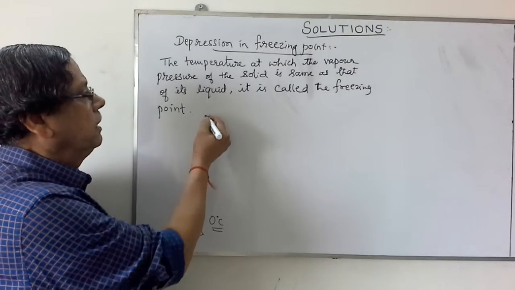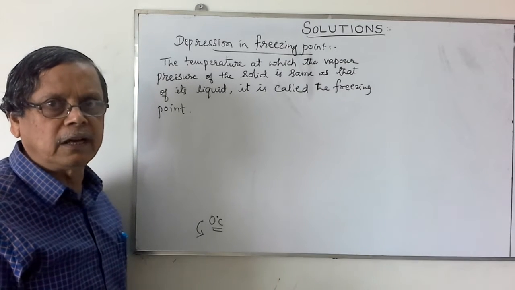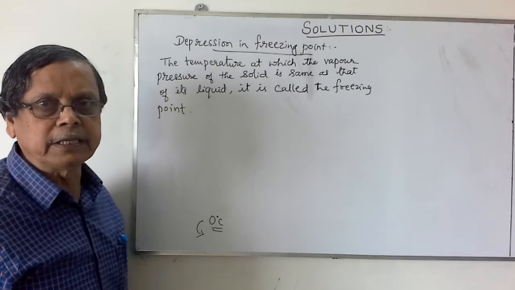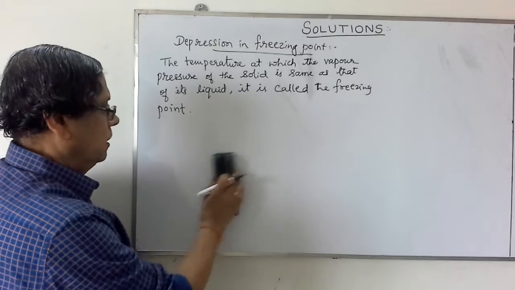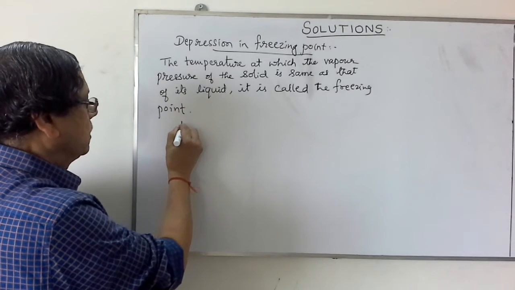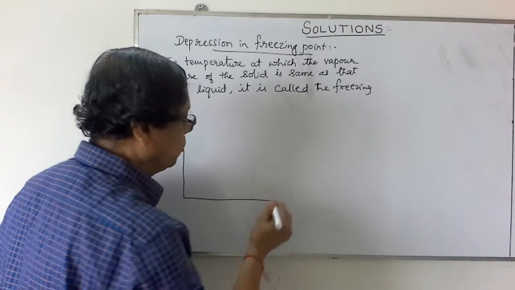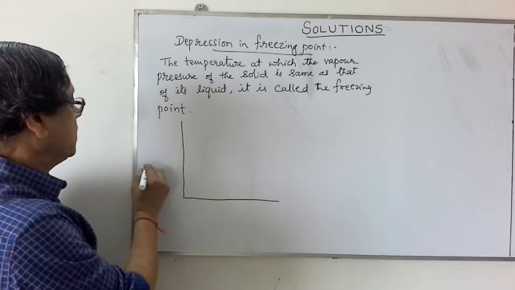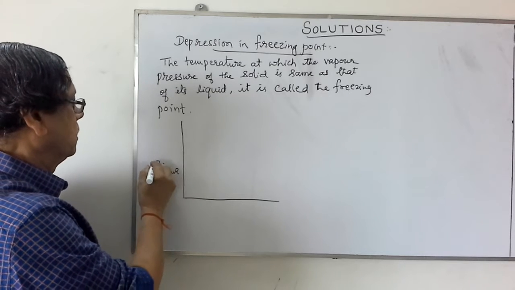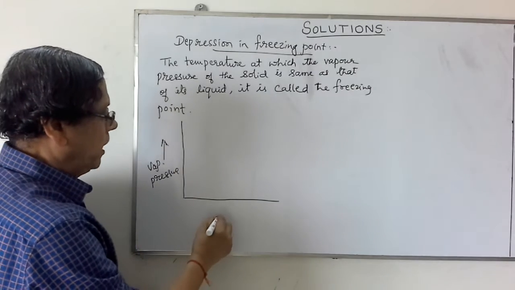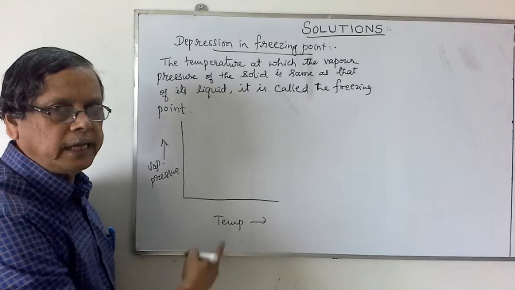So this depression in freezing point is also a colligative property that we can show by drawing the graph of vapor pressure versus temperature, as in case of the elevation in the boiling point. Now let us consider the graph which contains the vapor pressures of pure solvent, solution 1 and solution 2. This y-axis is indicating the vapor pressure, which increases in this direction. And this is the temperature, which increases as we move to the right along the x-axis.